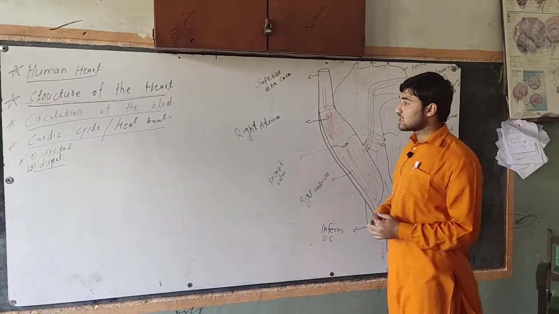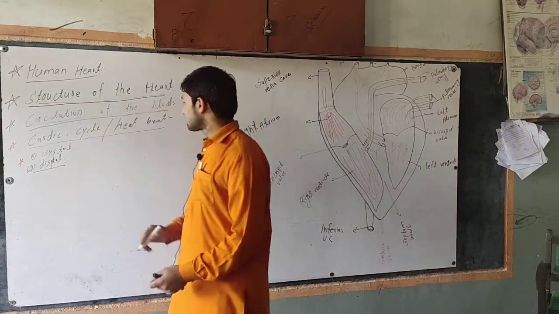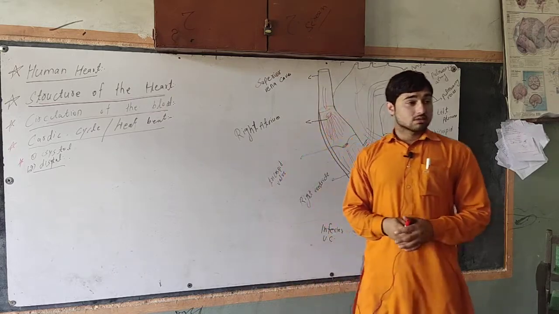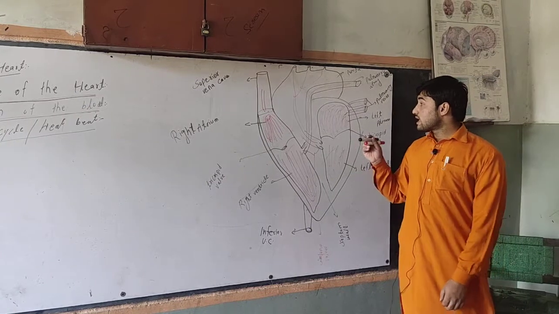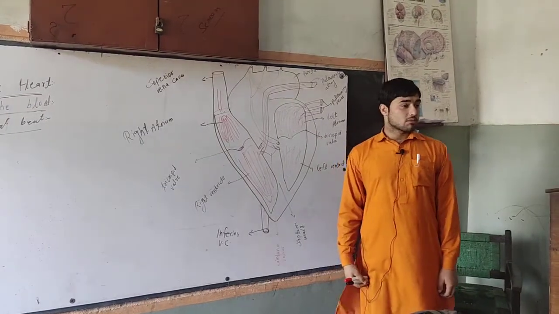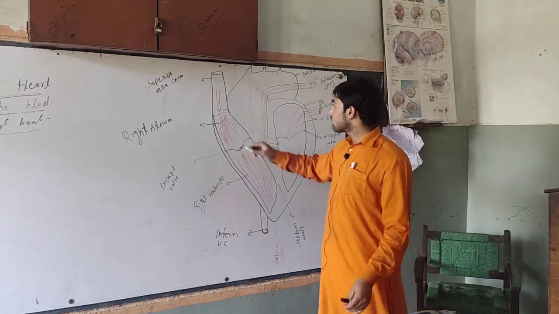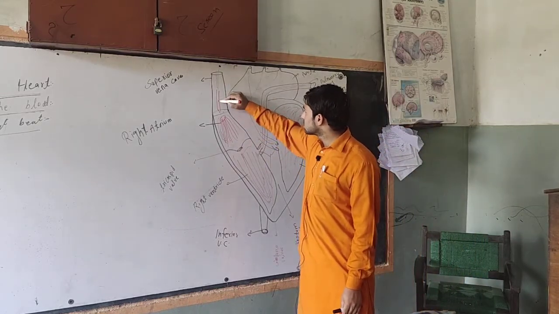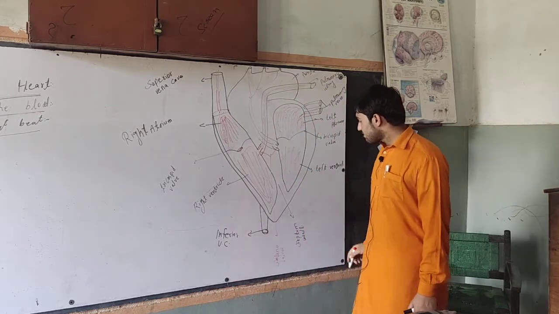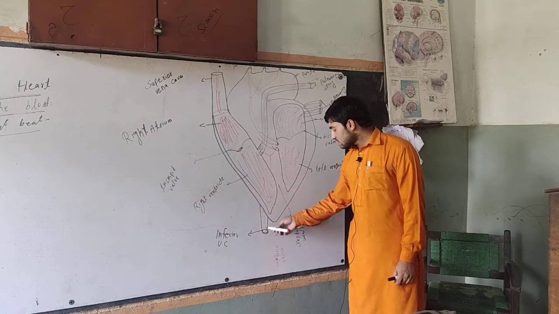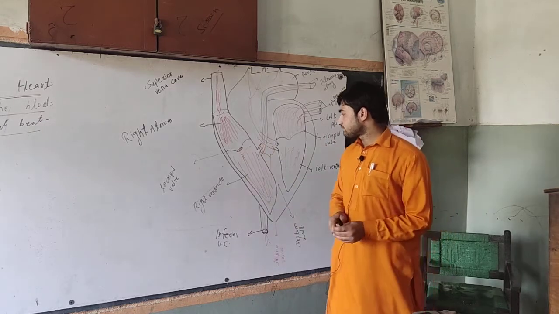Now we will discuss the circulation of the blood. The venae cavae are the largest veins. The superior vena cava carries deoxygenated blood from the upper body parts to the right atrium, and the inferior vena cava carries deoxygenated blood from the lower body parts to the right atrium.